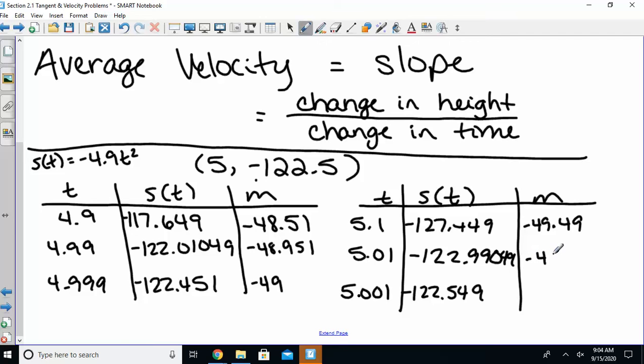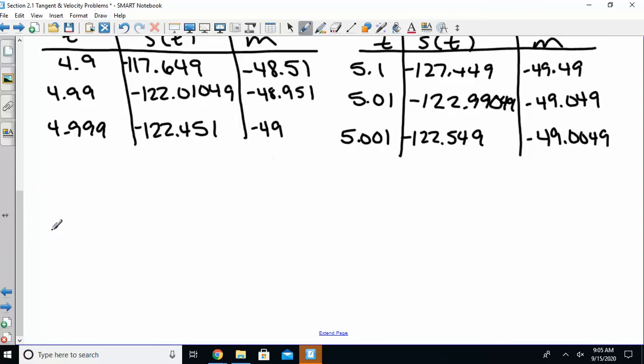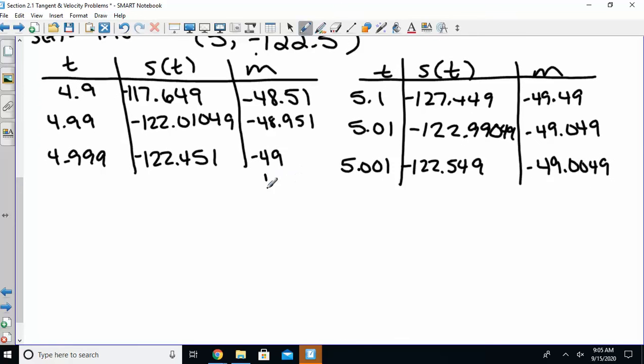Did you plug it in? Okay. Get negative 49.049. 5.001 would get negative 49.0049. So, can we tell what these are approaching? What does it look like both of them are getting close to? Negative 49.